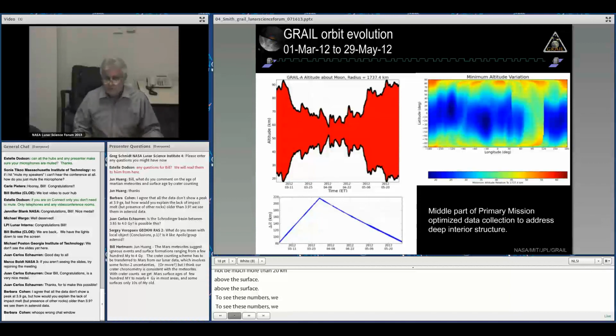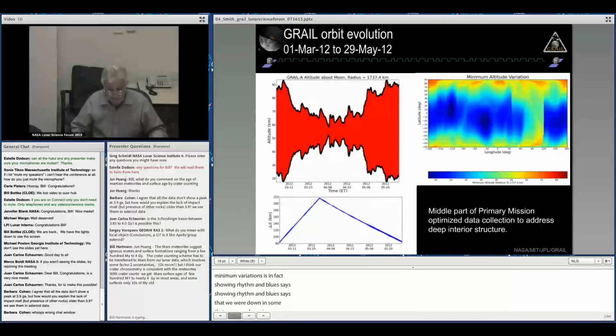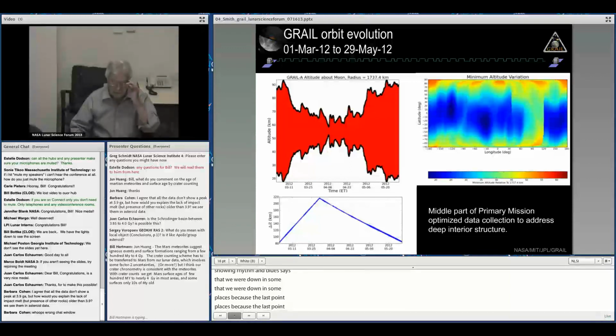However, no orbits are perfectly circular, and on the left-hand side in the red color there, you can see when we started out, our periapsis altitude was about 25, went down to about 20, but the apoapsis was about 80, or 90 in fact, and as a function of time, they got closer together, and then they separated again, and this was planned to be this way. So we had a range of altitudes, and on the right-hand side over there, that minimum altitude variation during this period is in fact shown, where the blue says that we were down in some places because the lowest point was moving. It gets down to 20, 25 kilometers, 30 kilometers typically maybe, and in one or two places it's higher, particularly at the poles in this case.